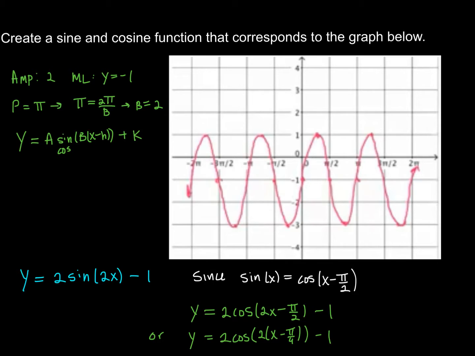What about the period? Well, let's look at the distance between two maximums. We can see here that this point is pi over 4 past 0, and this point here is pi over 4 past pi.